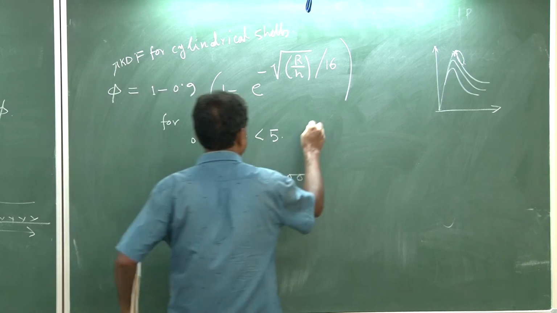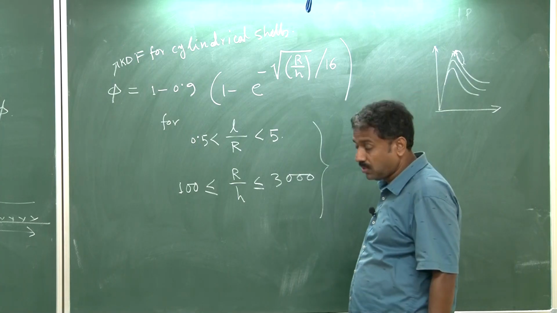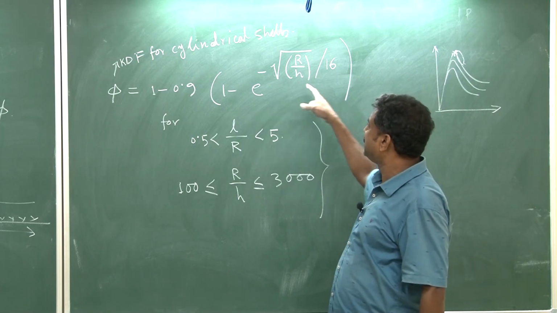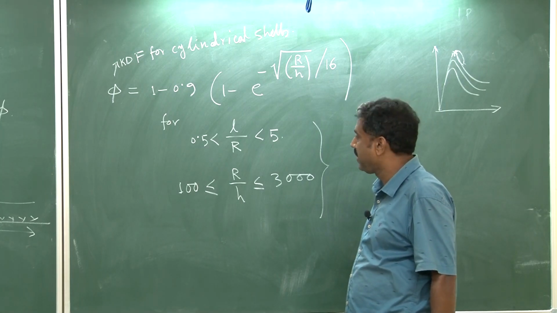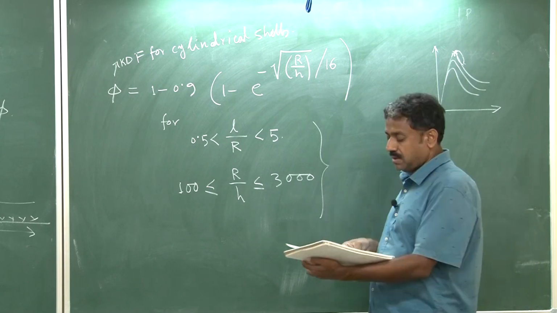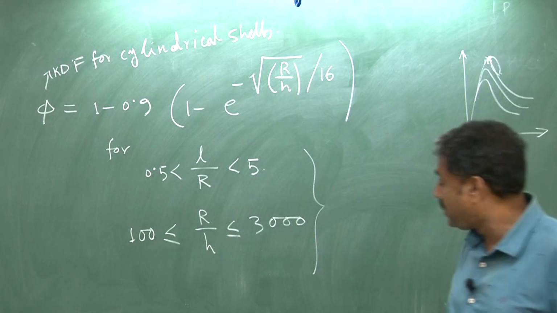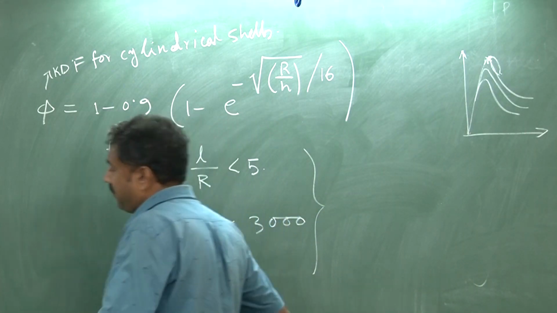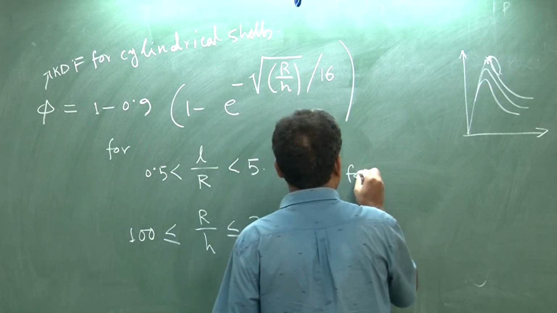This is the range of validity, because most of the experiments have been conducted in this range. So that was basically an empirical formula that has been fitted by NASA. This formula has been given for a cylindrical cell. Other than that, let me explain some other things. These are for design purposes.